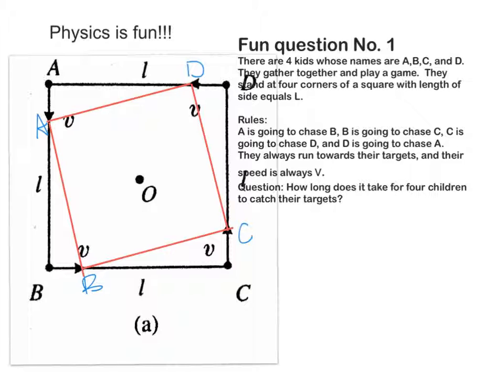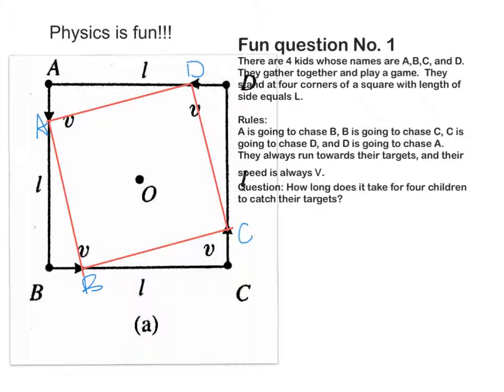Let's assume that after time t, they are standing at four corners of a new square, which is the right one on the screen. If you ask why it's still a square, I would say that because their speed is the same, this triangle here and this one are congruent. So let's come back to our problem.